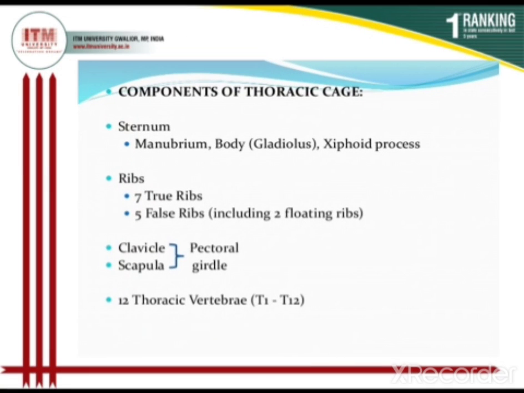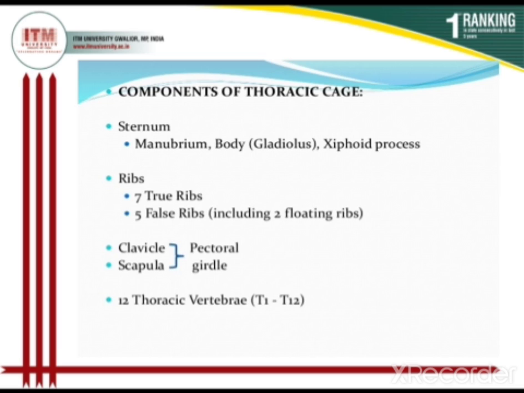Now, next is the ribs. What are the ribs? There are 12 pairs of ribs present in the thoracic cage. The upper 7 are called the true ribs, and the lower 5 are called the false ribs, including the 2 floating ribs. These ribs are in pairs, so there are 7 pairs of true ribs and 5 pairs of false ribs, including 2 pairs of floating ribs.